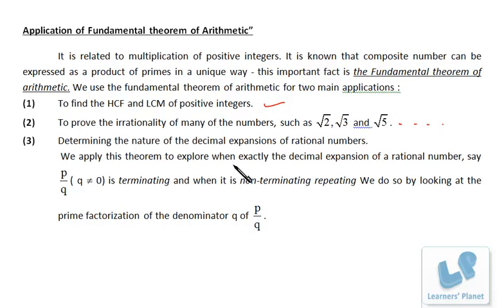Now we apply this theorem to explore when exactly the decimal expansion of a rational number, say p by q, with the necessity that q should not be equal to 0, is terminating, or whether it is non-terminating repeating, right? Okay, so we do so by looking at the prime factorization of the denominator of p by q, that is denominator q, right? So these are the main applications of the fundamental theorem of arithmetic which I described over here. So it will be clear to you once we do the problems, right?